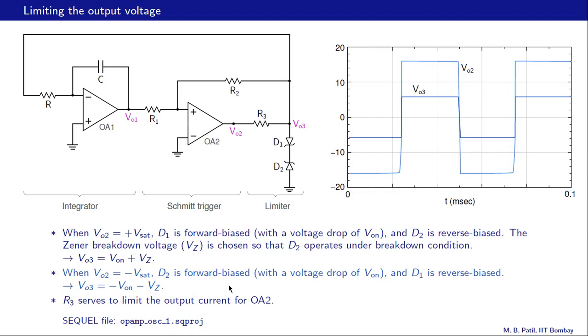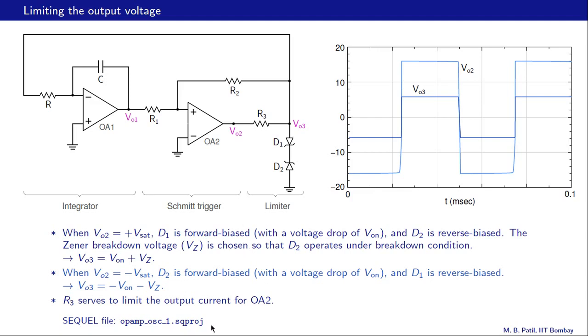Alright, now let us look at the purpose of R3, and that is to limit this current that we draw from this second op amp. What is the voltage that is appearing across R3? It is the difference between VO2 and VO3, either that or that, and we can calculate R3 so that the current that we draw from OA2, the second op amp, is within its current limits.